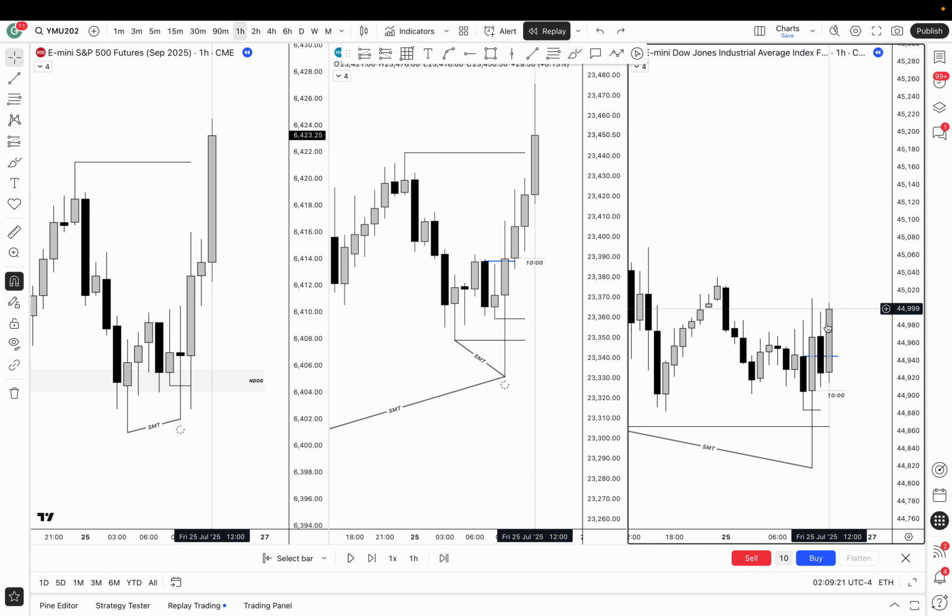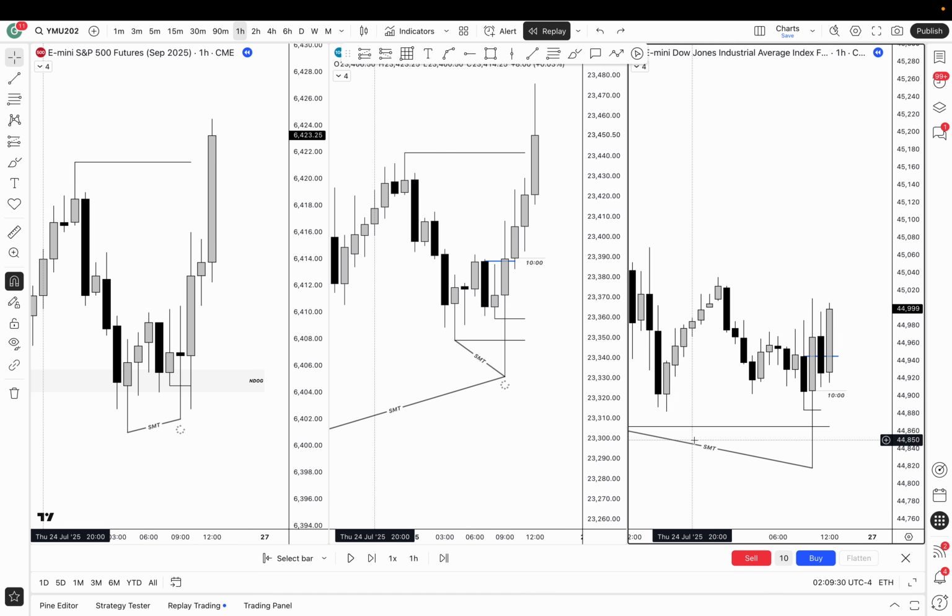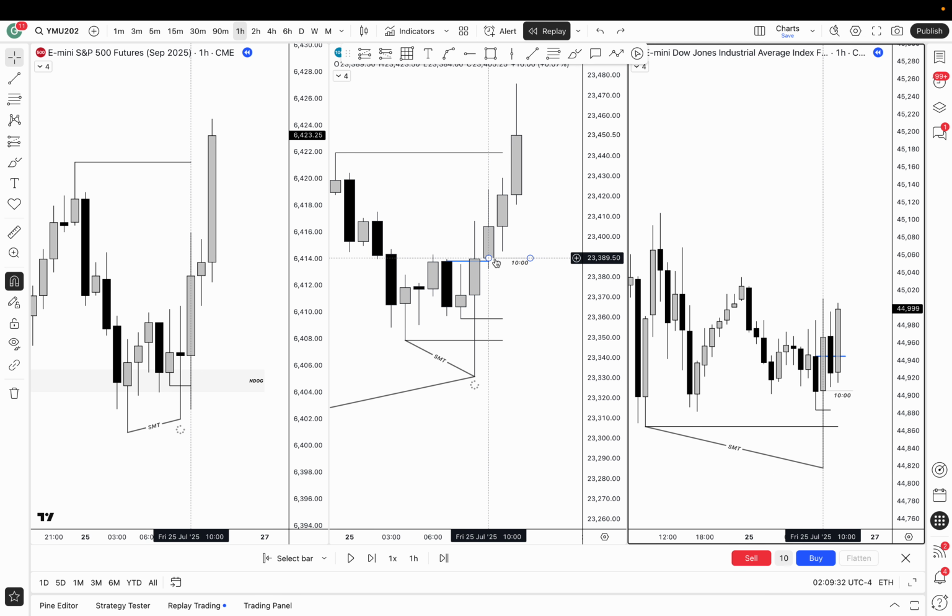I'm just waiting, right? As soon as we take out this low at 10 a.m., so basically if 6 a.m. didn't reverse, then 10 a.m. has to reverse. So here's the 10 a.m. reversal, opening low, right? Creating that SMT, right? So here's the 10 a.m. open over here.